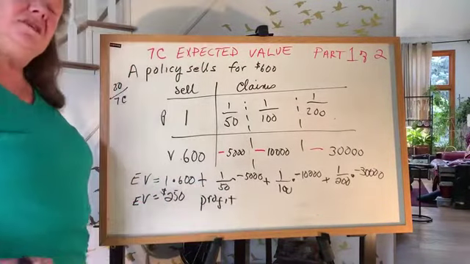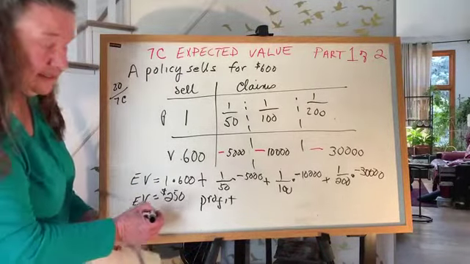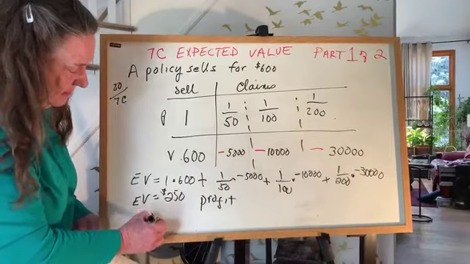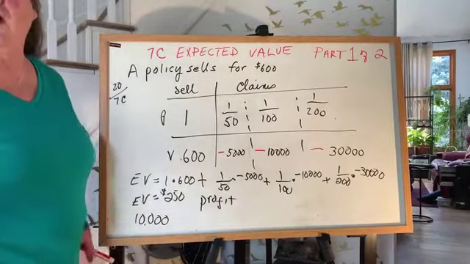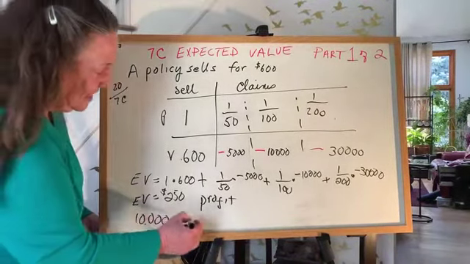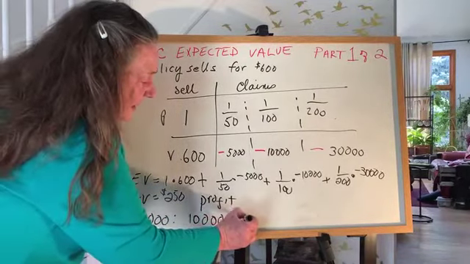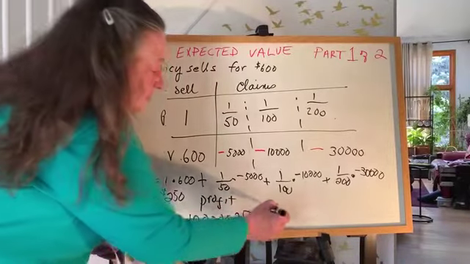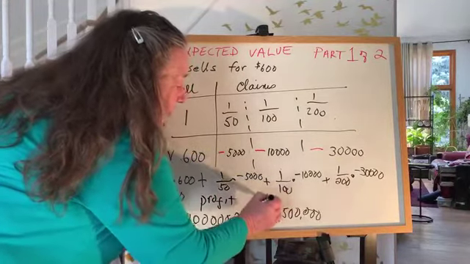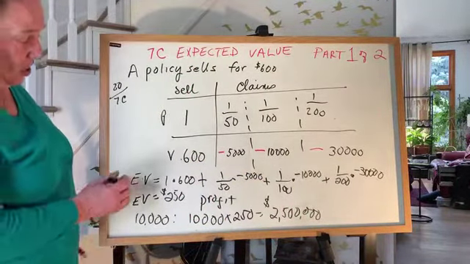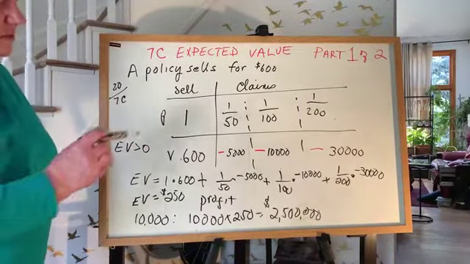So then I ask myself, okay, I'm going to sell 10,000 policies. Okay? What would be my profit? Like State Farm selling across the country, 10,000 policies. So I take my 10,000 and I multiply that by 250, and that gives you $2,500,000 in profit because the expected value is positive. So this would be a good thing to do.